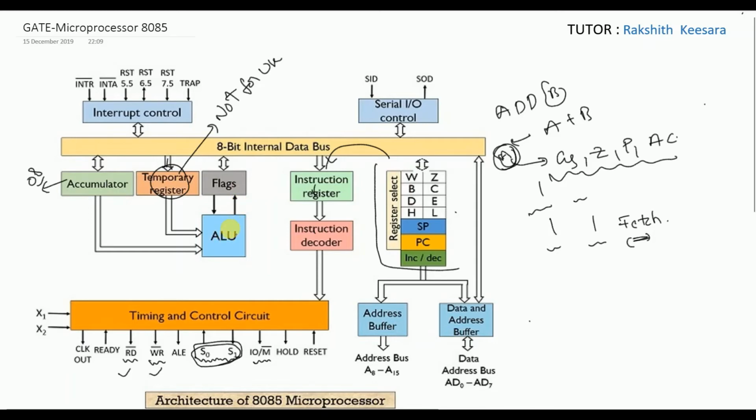What kind of result did we get? Similarly, sign also: whether it is a positive or negative result, whether it is a zero or non-zero result, whether it is even parity or odd parity, whether it has carry, whether it has auxiliary carry or not. All these statuses of the result are shown by the flag register.